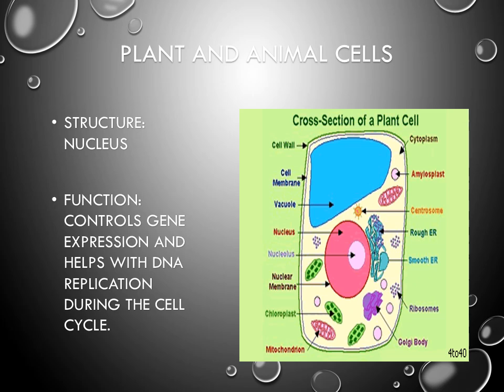Okay, the next structure that is part of both plant and animal cells is the nucleus. The function of the nucleus is that it controls gene expression and it helps with DNA replication during the cell cycle. So in just a few weeks, we're going to learn about mitosis, which is one of the different types of ways that cells reproduce and make more cells. So in that, the main important structure for that is the nucleus, because the nucleus has inside of it the nucleolus, and it also has chromosomes. The chromosomes are not in this diagram, but they are in your cell book.